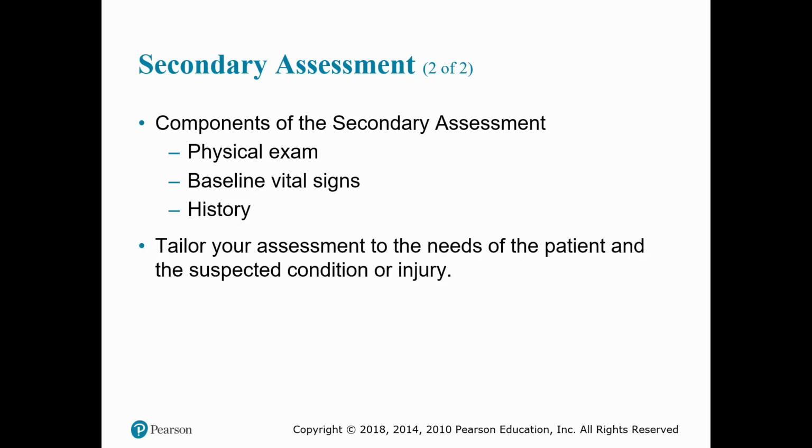You want to tailor your assessment to your patient. Each patient gets an assessment tailored specifically to them, and it's individual to the suspected condition or injury. The secondary assessment is going to differ from the primary in that the steps will vary according to the nature of the patient's problem and the seriousness of the condition.